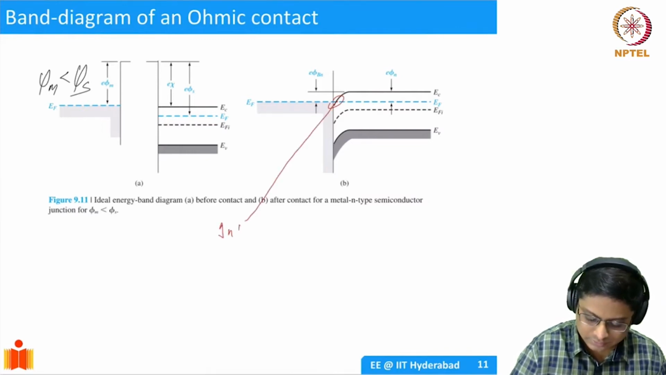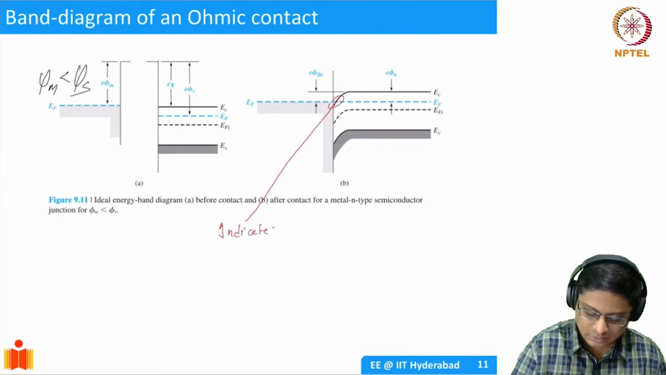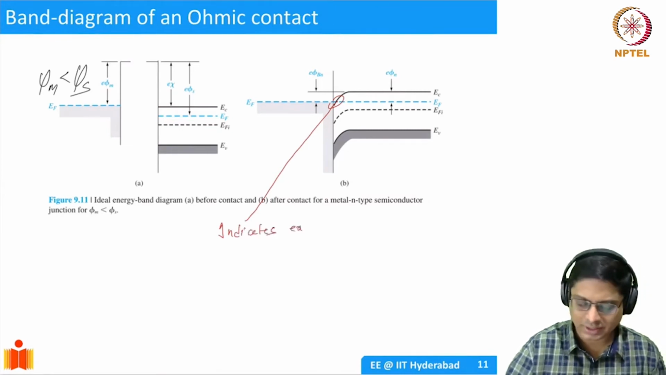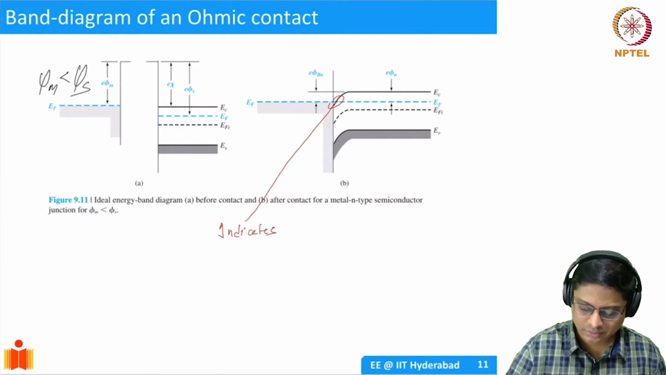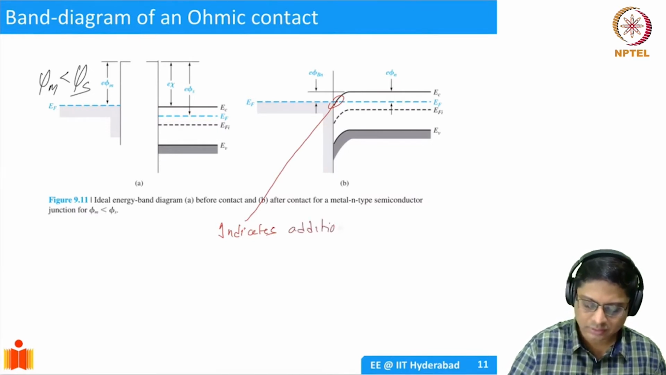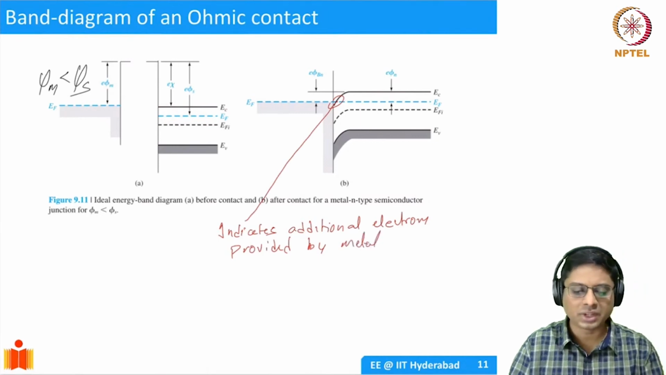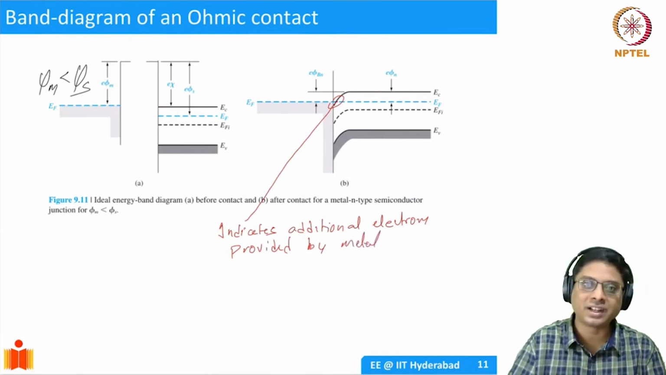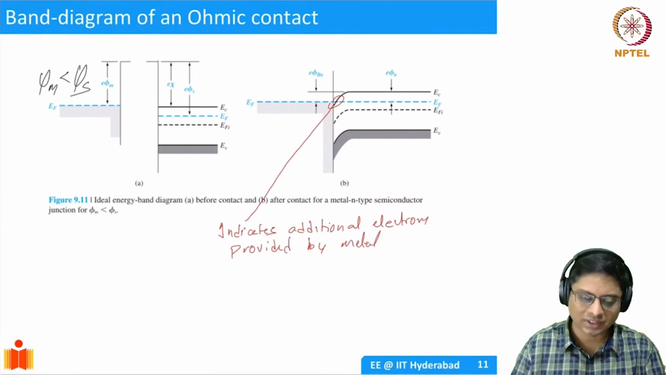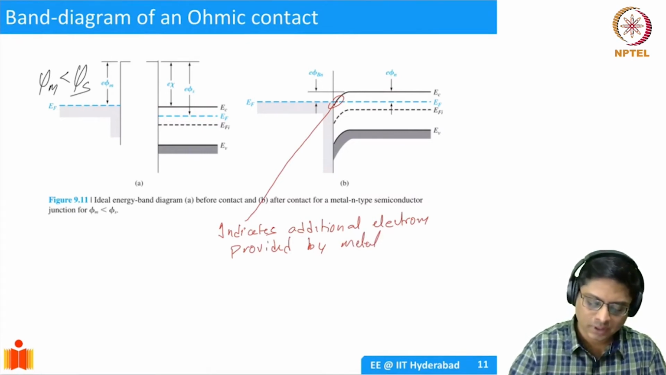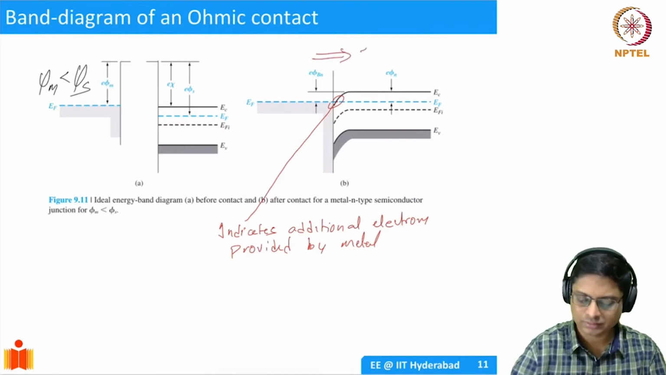indicates excess or additional electrons provided by my metal. Okay, so because of that you have additional charge and the metal will have the positive charge, so the electric field is going to be in the plus x direction.